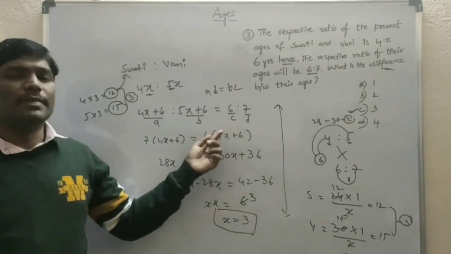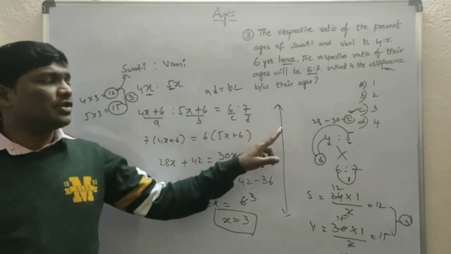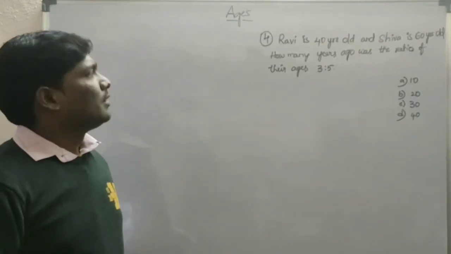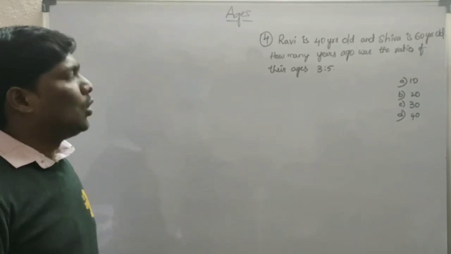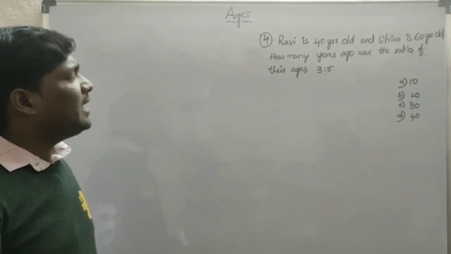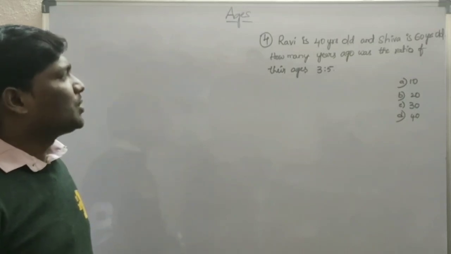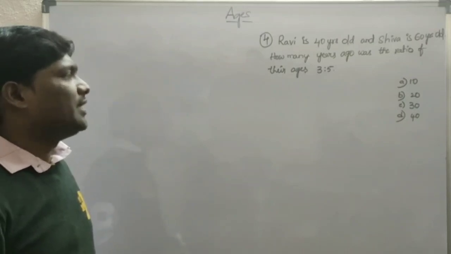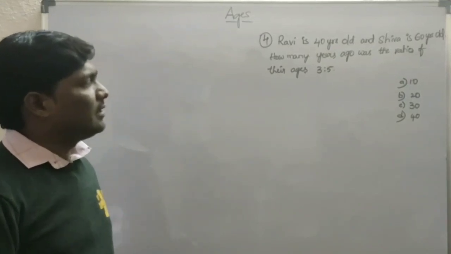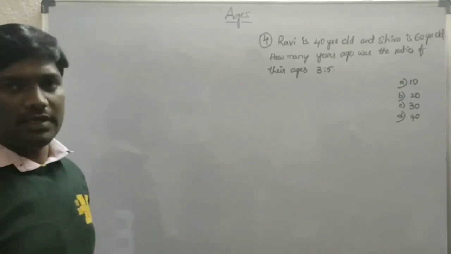Okay, basic method and problem solve cheyochu. So transmission method lo aina problem solve cheyochu. Next problem, Ravi is 40 years old and Shiva is 60 years old. How many years ago was the ratio of their ages 3:5? First option is 10 years, second option is 20, third option is 30 and 40 years.